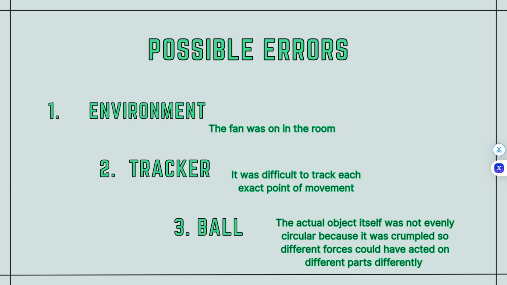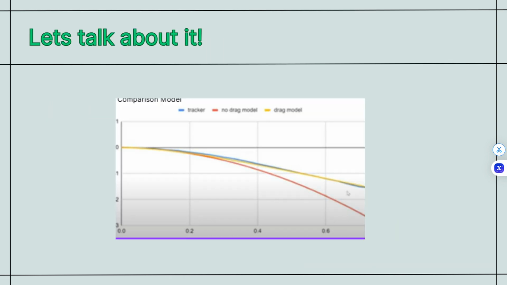Let's see some possible errors in my experiment. Basically, the reason why that is, is because drag takes into account the different velocity and everything. So that's why it's going to align more with the Tracker, which is more accurate.